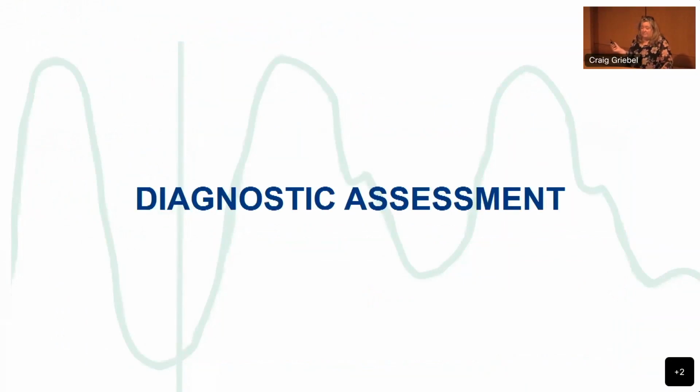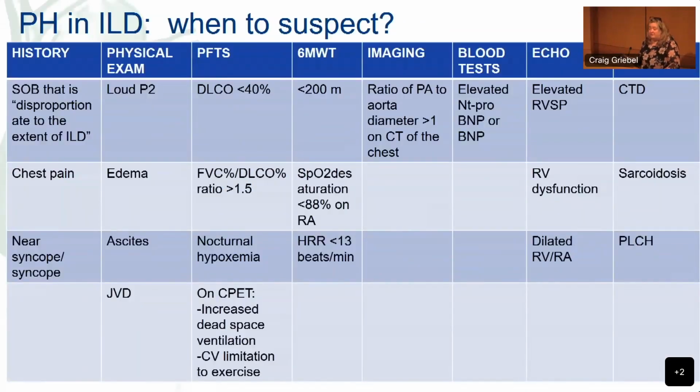So how do we look for these patients? Well, one clue, if you're following your patient for interstitial lung disease, is that they have shortness of breath out of proportion to their interstitial lung disease. Maybe their PFTs just aren't that bad, and you wonder why they're complaining like they are. That might be a clue that something else is going on.